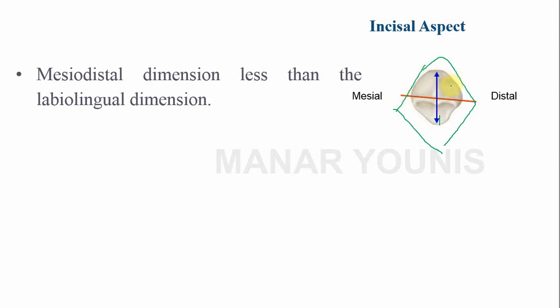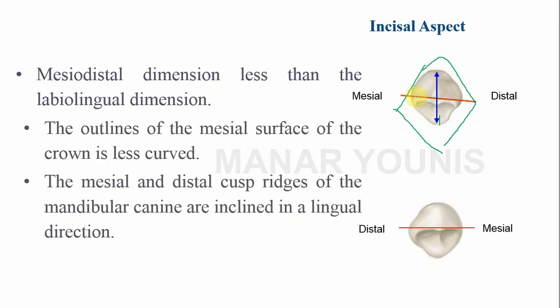However, the mesial outline is less curved compared to the maxillary canine. In addition, the mesial and distal cusp ridges, along with the extension of the mesial and distal contact areas, usually form a line that's inclined lingually. This is different from that of the maxillary canine, where the extension of cusp ridges and mesial and distal contact areas usually form a straight line across the incisal aspect, a mesiodistal line.